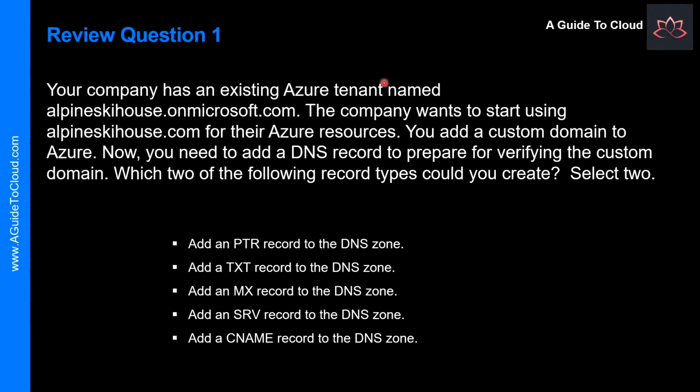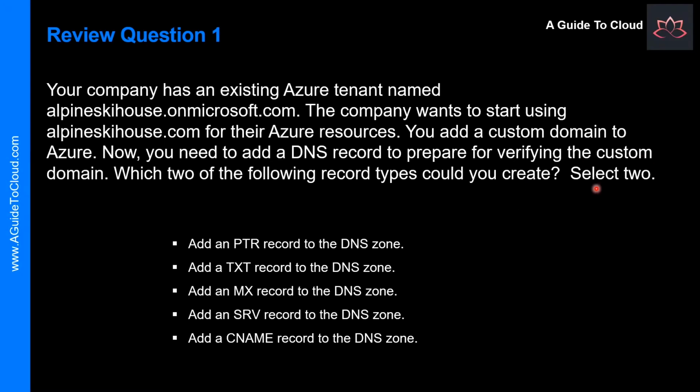Your company has an existing Azure tenant named with a domain name .onmicrosoft.com. The company wants to start using another domain name, which is a custom domain name for their Azure resources. You add a custom domain name to Azure. Now you need to add a DNS record to prepare for verifying the custom domain. Which two record types would you create? You need to select two answers.